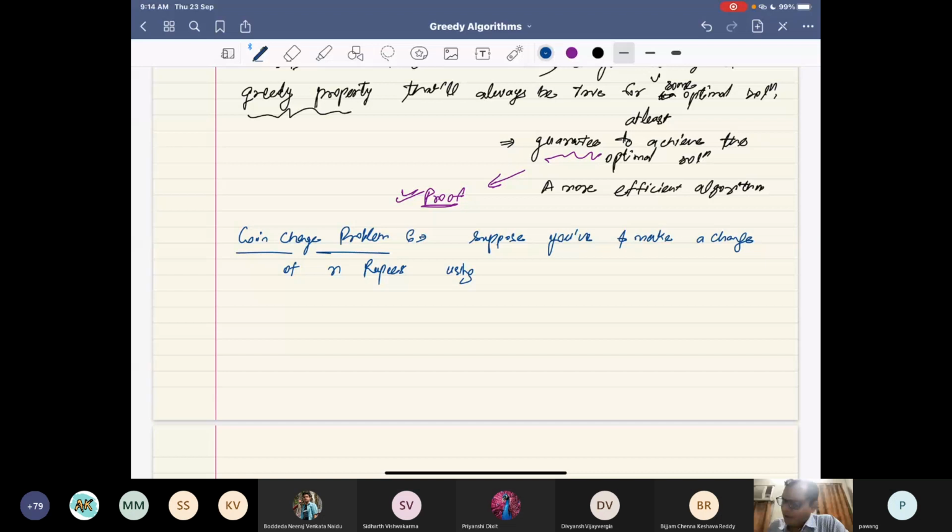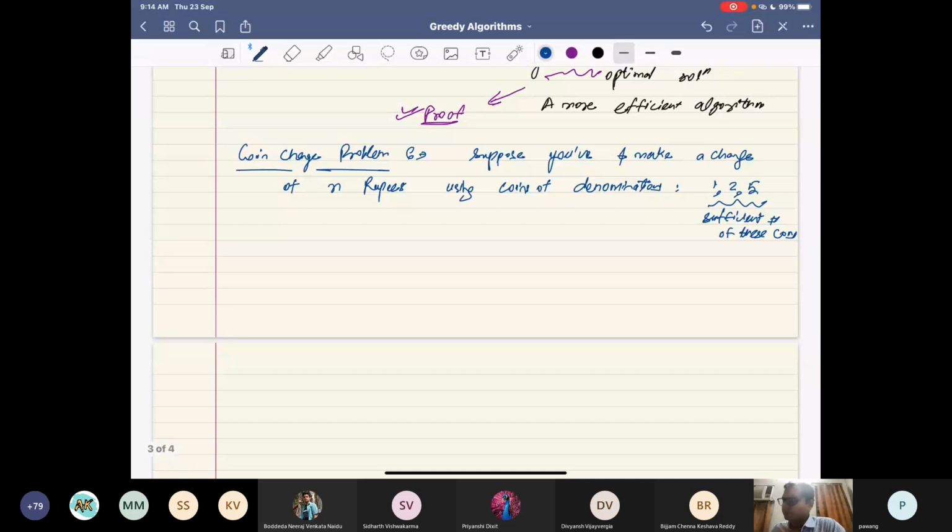Suppose you have to give some shopkeeper 46 rupees or something. And you can do that using various notes. And suppose here you only have coins, of various denominations. So here, suppose you have 1, 2, and 5 rupee coins, and assume you have a sufficient number of each coin. Right, what is the problem? I can just give all 1 rupee coins, right? All n 1 rupee coins.